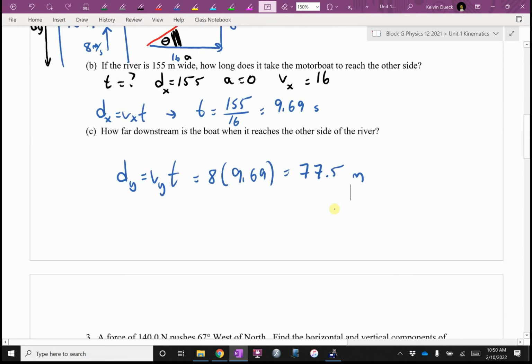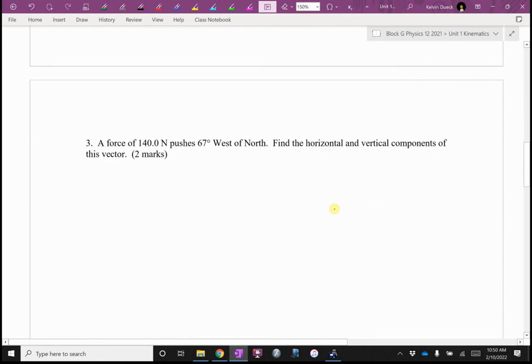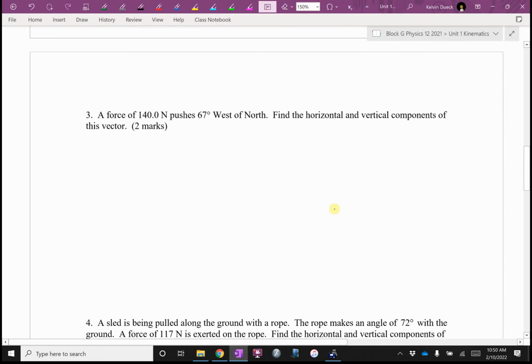Number 3. 1 mark for each of those. Number 3. I see a compass rose. 67 degrees west of north. West of what? North.